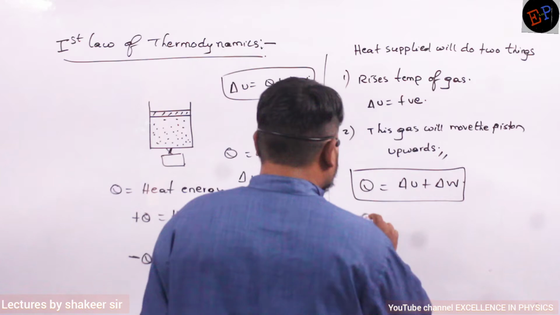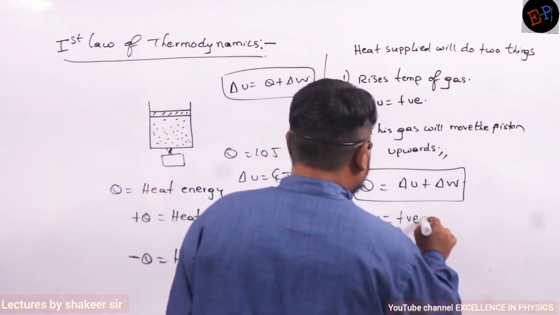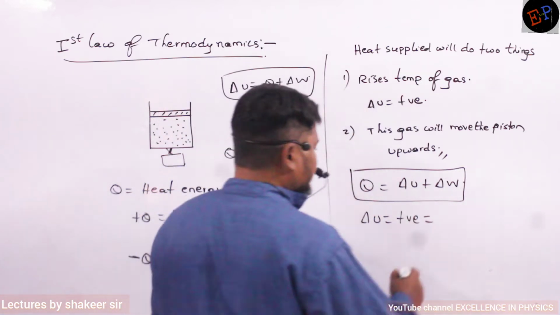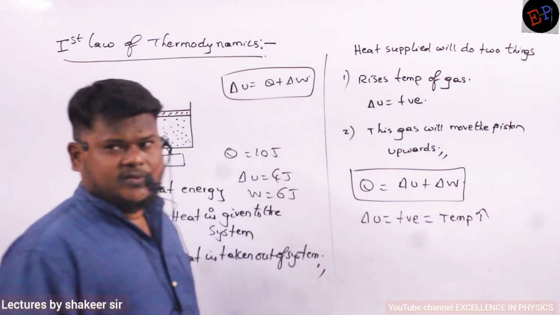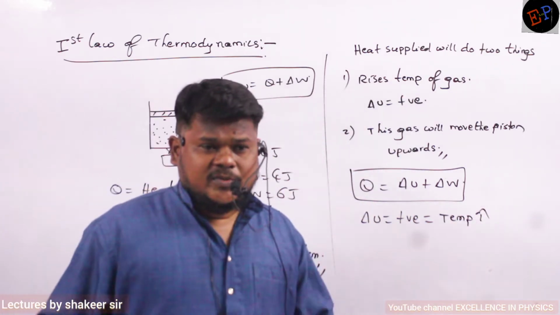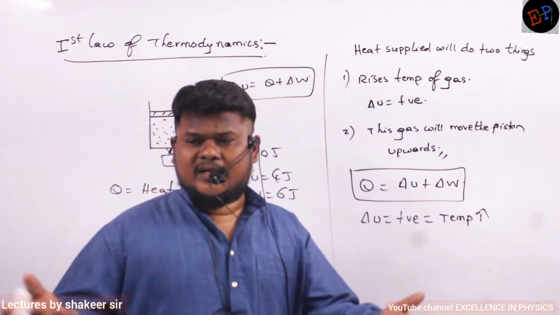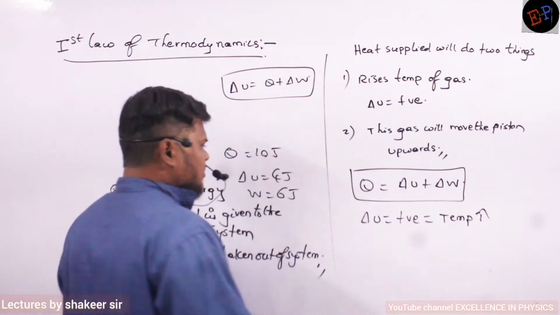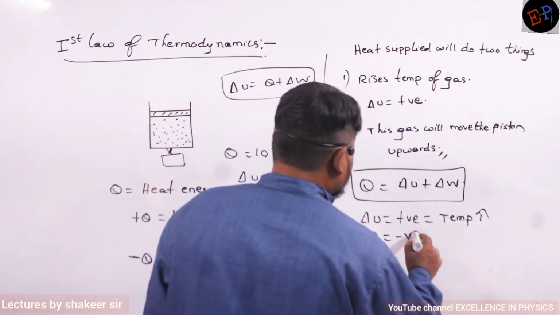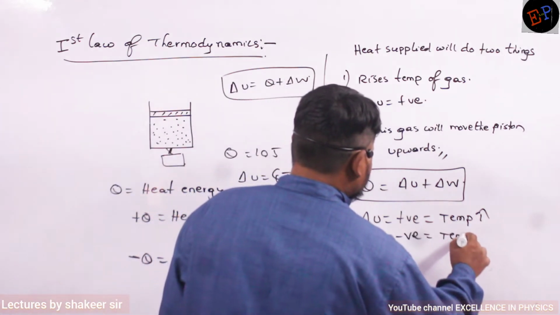Now delta U is positive. It means what? Delta U is positive indicates temperature is increasing. That is the meaning of this. Delta U is positive means internal energy is increasing. If internal energy increases, it means temperature is also increasing, first point. Similarly, if delta U is negative, then the temperature of the gas is decreasing.